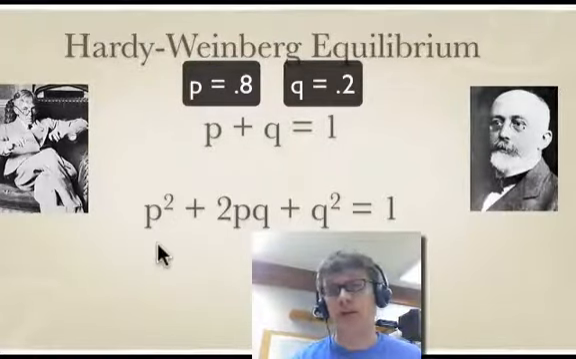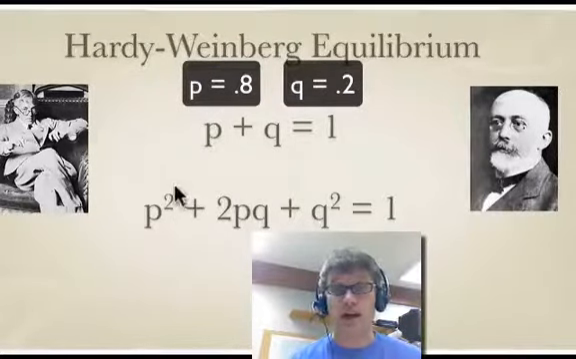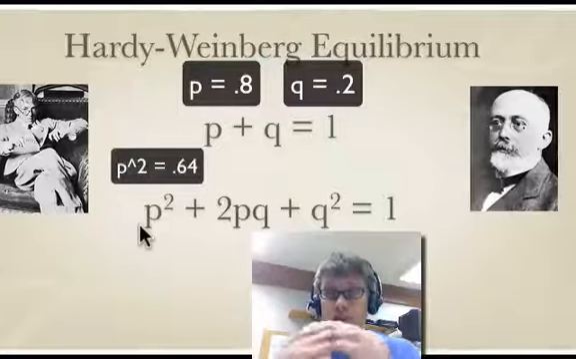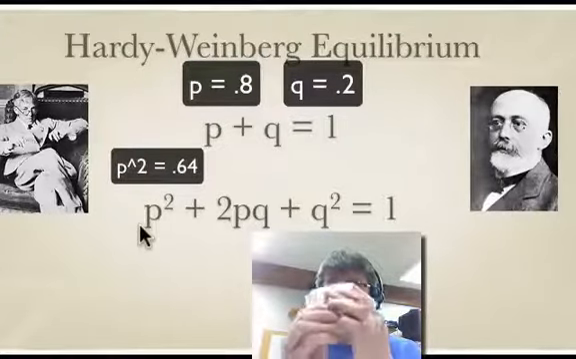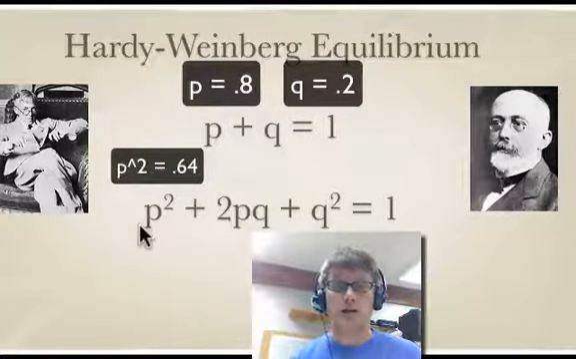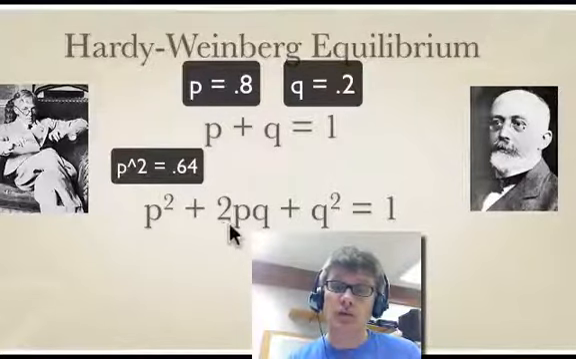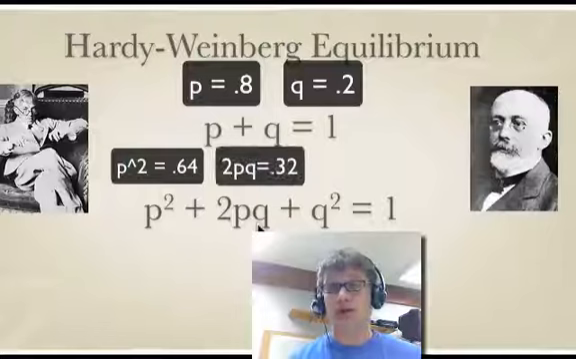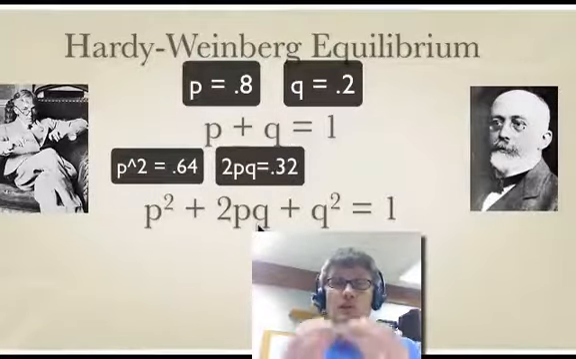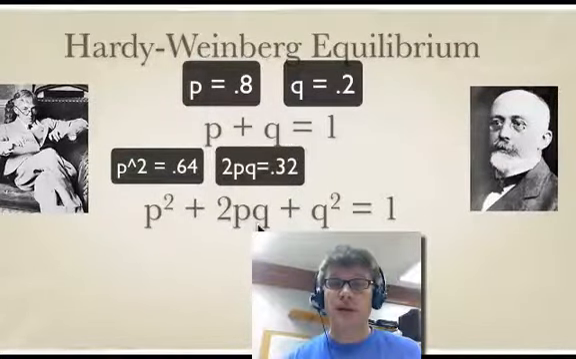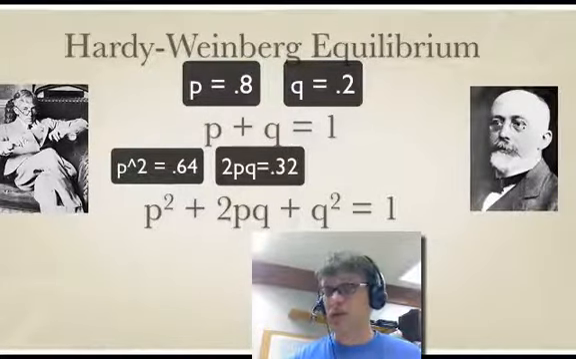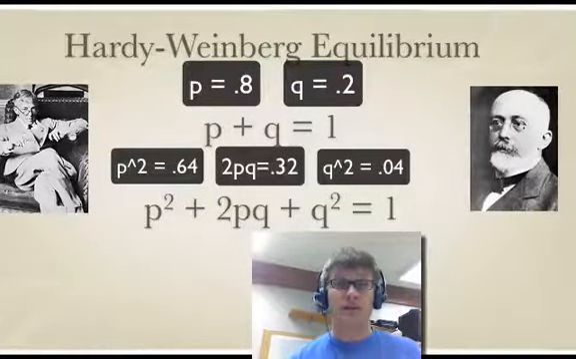So if the allele frequency of the dominant is 0.8, the odds of me pulling out a black and a black is going to be 0.8 times 0.8, or 0.64. So there's a 64% chance that I'm going to pull out a black and a black when I draw 2 random ones. 2PQ is going to be 2 times 0.8 times 0.2, or 0.32. So there's a 32% chance that I'm going to pull out one that's black and one that's red. And then what are the odds that I'm going to pull out one that's red and one that's red? Well, it's 0.04, 0.2 squared. So it's not very often that I'm going to do that.